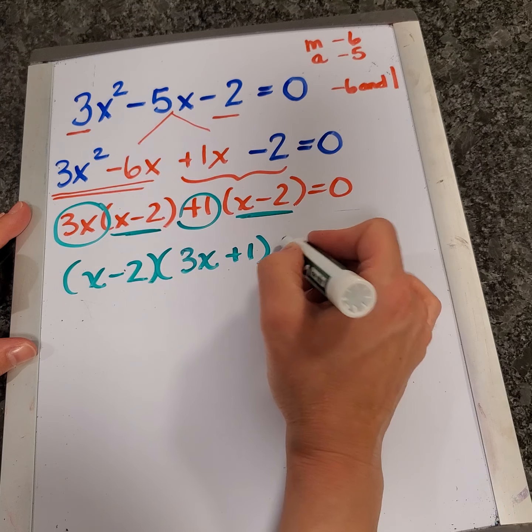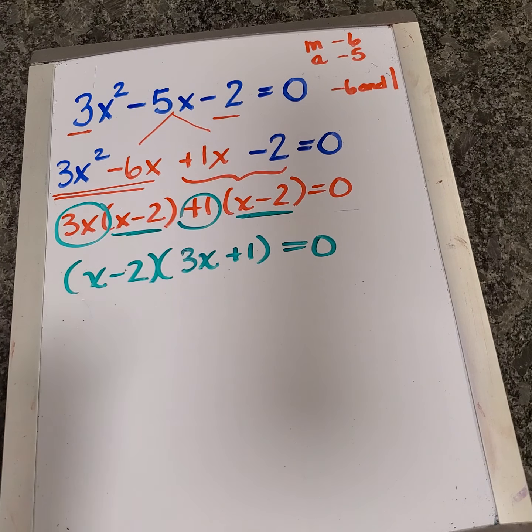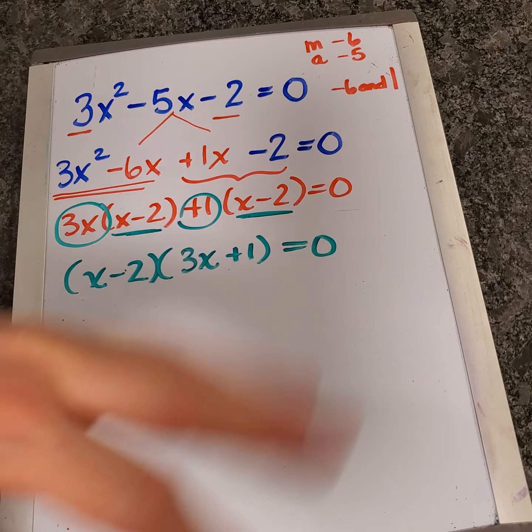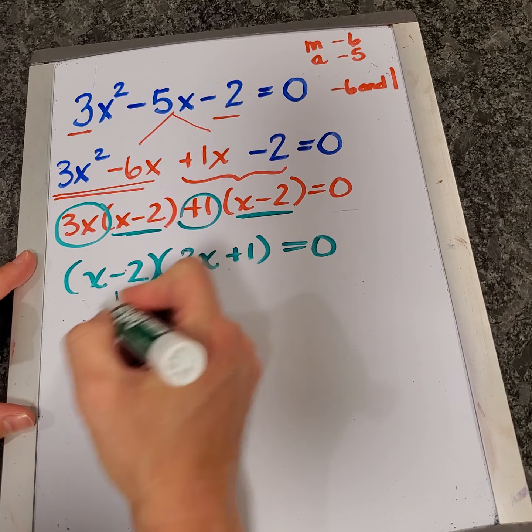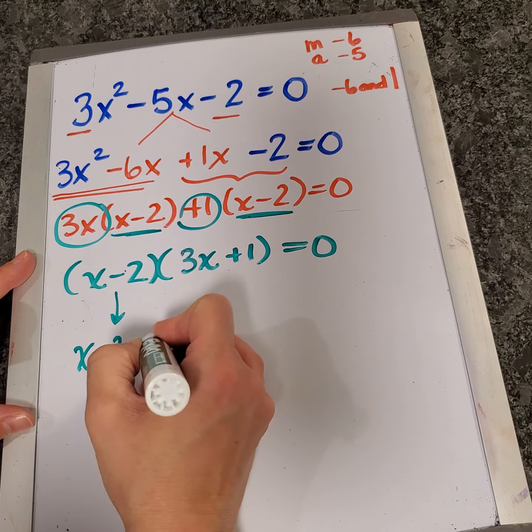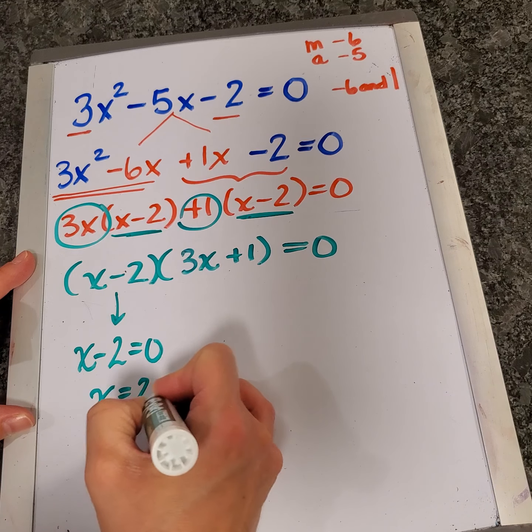Please be careful. We must copy equal 0 in every single step. We are solving a quadratic equation. This is not a relation. All right, now that we've taken it to factored form, we set the factors equal to 0 and solve.